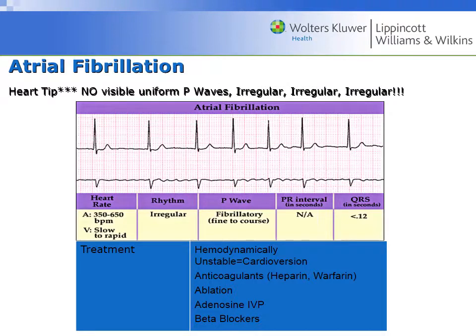Atrial fibrillation. One of the things to remember in atrial fibrillation is that there are no visible uniform P waves, and it's irregular, irregular, irregular. Atrial fibrillation is just as it is described. The atria themselves are fibrillating rather than producing a conducted beat that is synchronized. Therefore, rather than producing an effective cardiac output, the fibrillation of the atria causes blood to pool in the atrium.